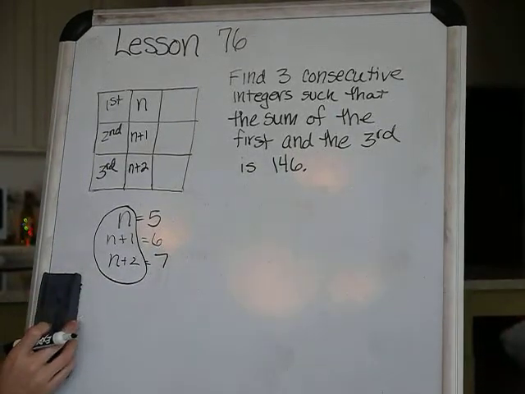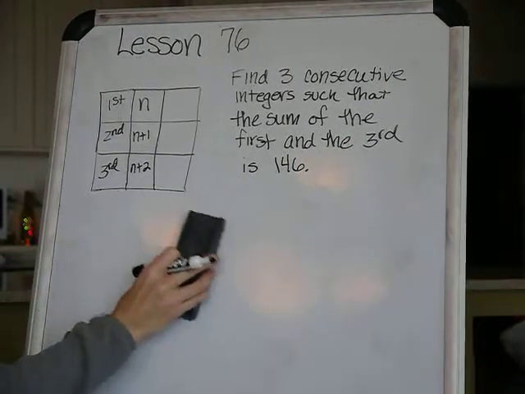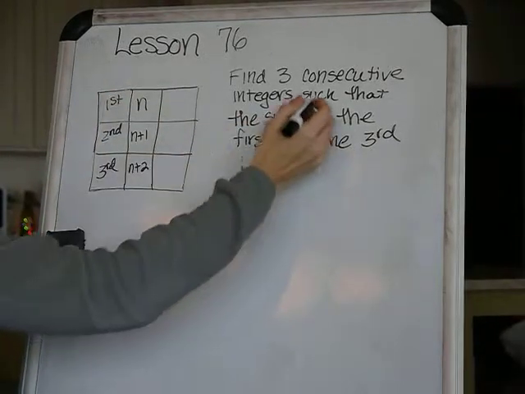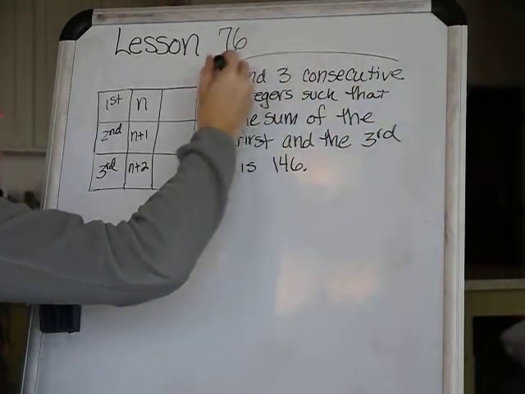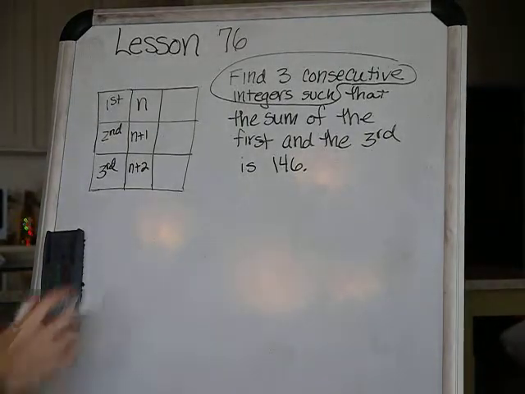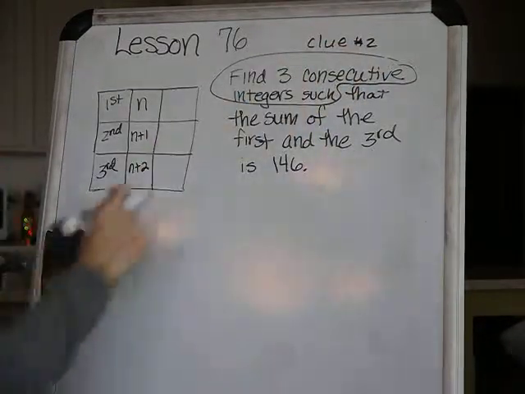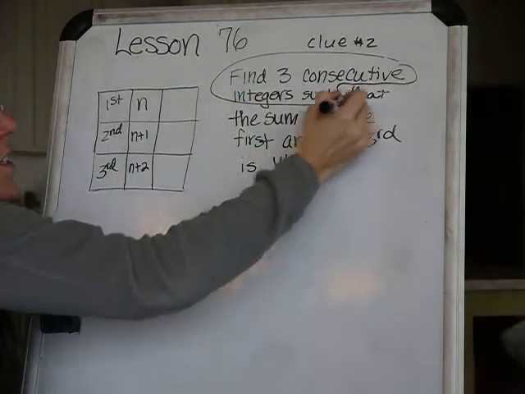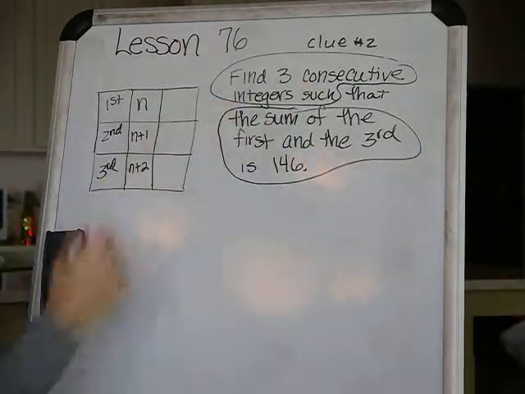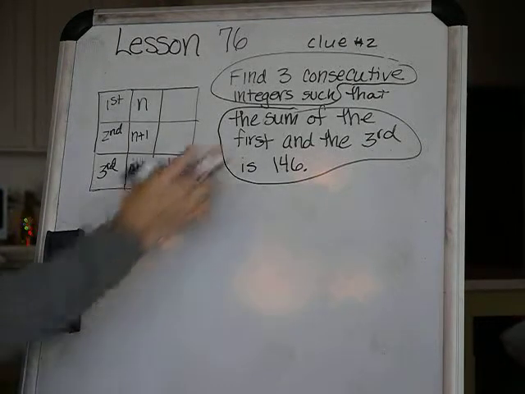So we've used our grid and done 3 consecutive integers. That's clue number 1. Clue number 2 is that the sum of the first and the third integers is 146. So here's our second clue.